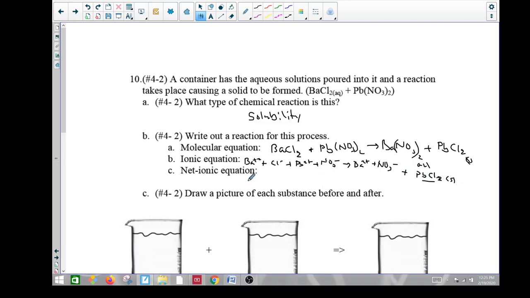And then we have here Pb2+, eliminating spectators, plus 2 Cl- yields PbCl2. Alright, now let's draw this out.